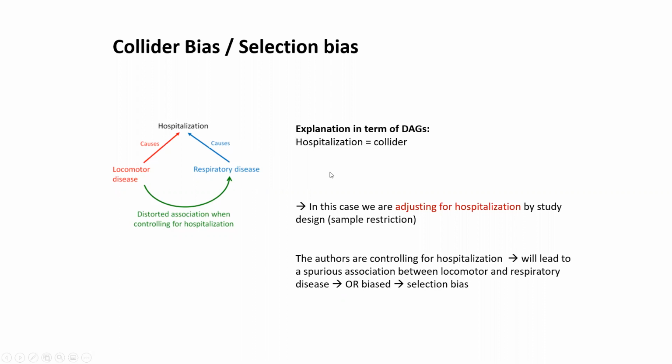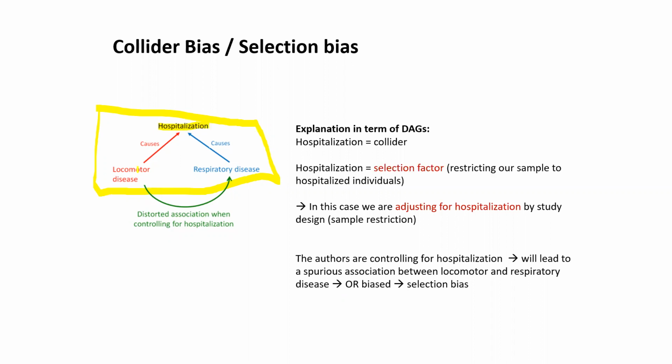So if I look at the DAG as it is, hospitalization is a collider, right? Because it is a common effect of the exposure and the outcome. You can take respiratory disease as exposure and locomotor disease as the outcome. Do you agree? Yes, definitely.